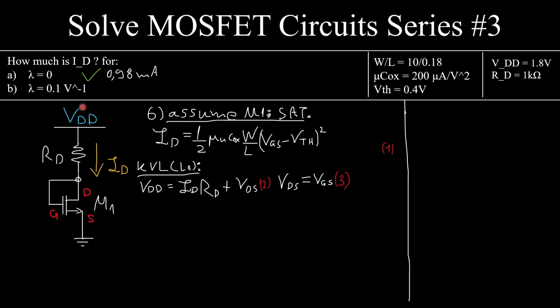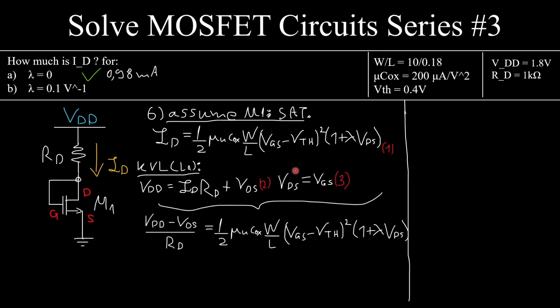For the case where we have channel length modulation, pretty much do the same thing over here, all right, up until this point, with the only difference being that we are going to add this term for the current, since this is the correct equation from theory for the channel length modulation. Obviously, VDS and VGS are the same, all right, so this is going to make our life much easier.